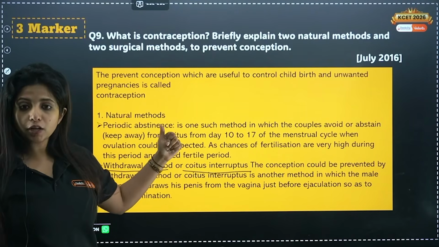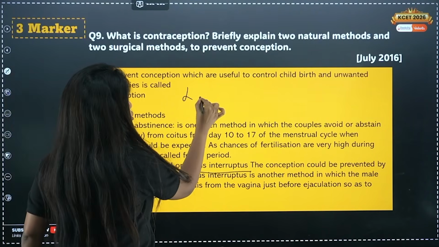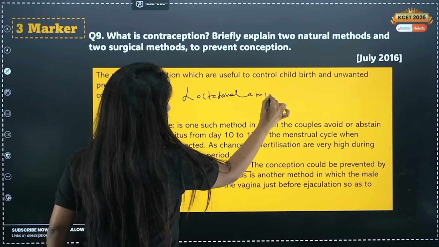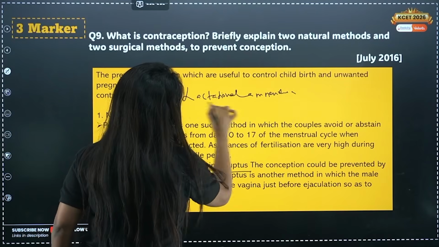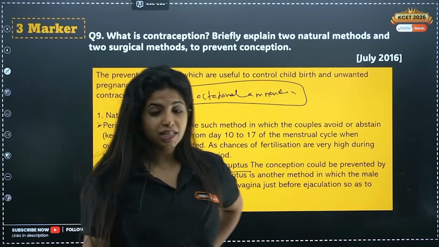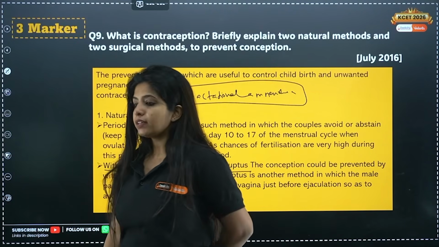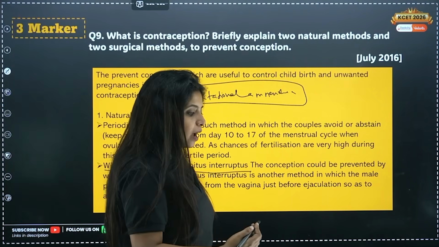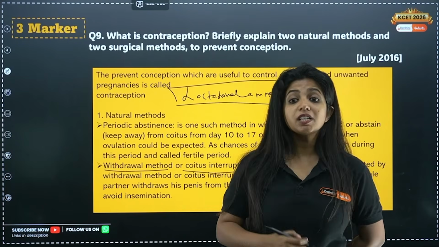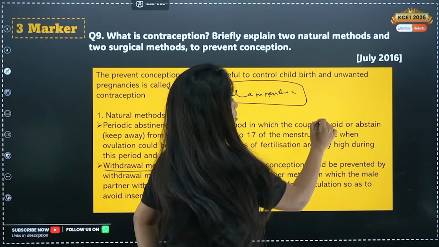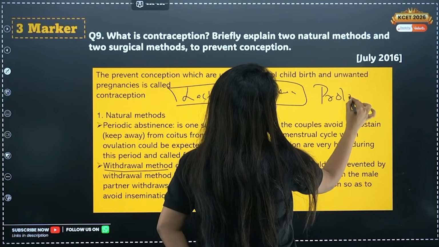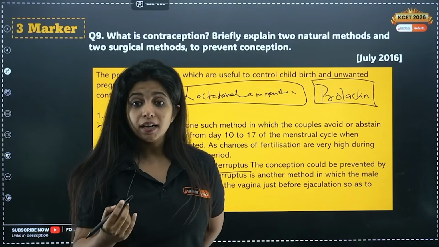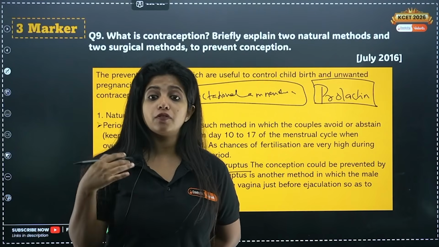Apart from that, one more natural method is known as lactational amenorrhea. What do you mean by that? Please go through the NCERT also. The one very important thing about lactational amenorrhea is that suppose a female has just given birth. Now for 6 months, in her body, the level of the hormone prolactin is very, very high. Why? Because she is lactating, she is breastfeeding. And prolactin is a very important hormone for the formation of milk.